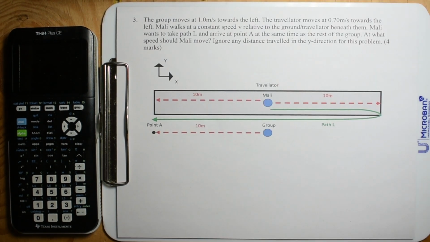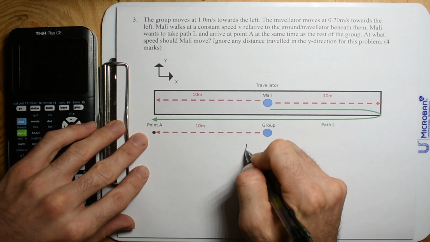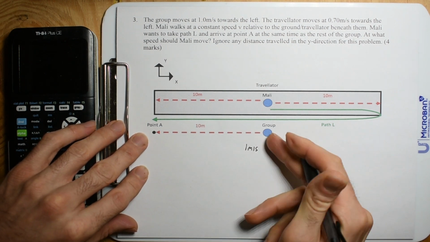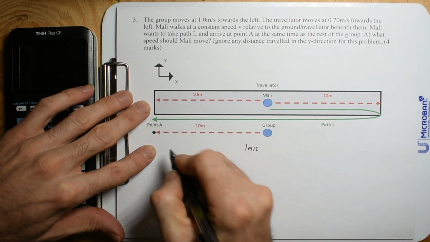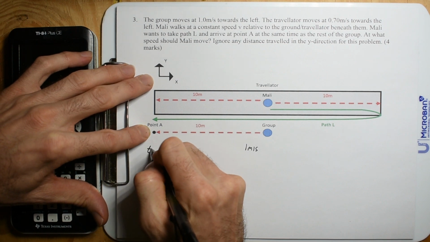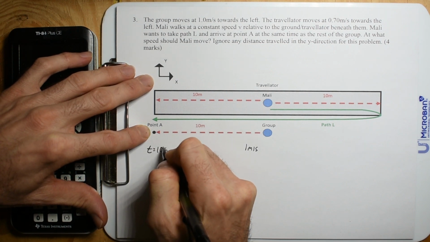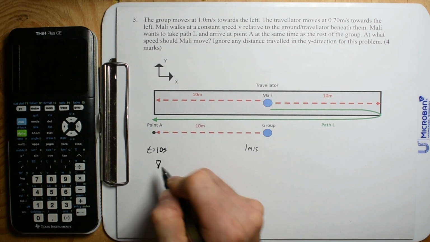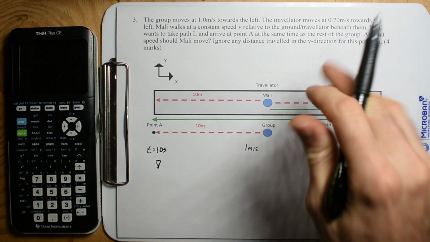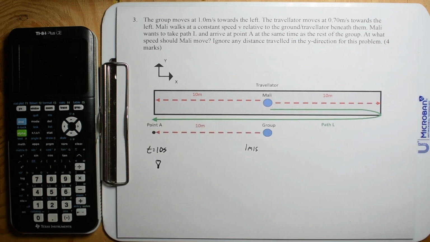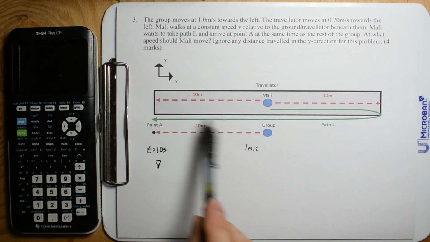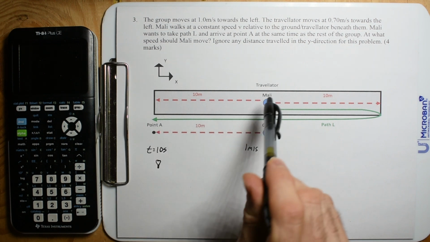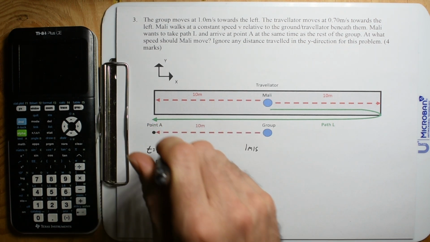Alright, so for this problem, we got the first part. The group's going 1 meter per second for 10 meters. When they get here, it's going to be a time of 10 seconds. So now here's the aha moment that people should have. It's that Malachi only has 10 seconds to do whatever he wants to do. If Malachi is going to meet the group at point A when the group gets to point A, Malachi better get there in 10 seconds.